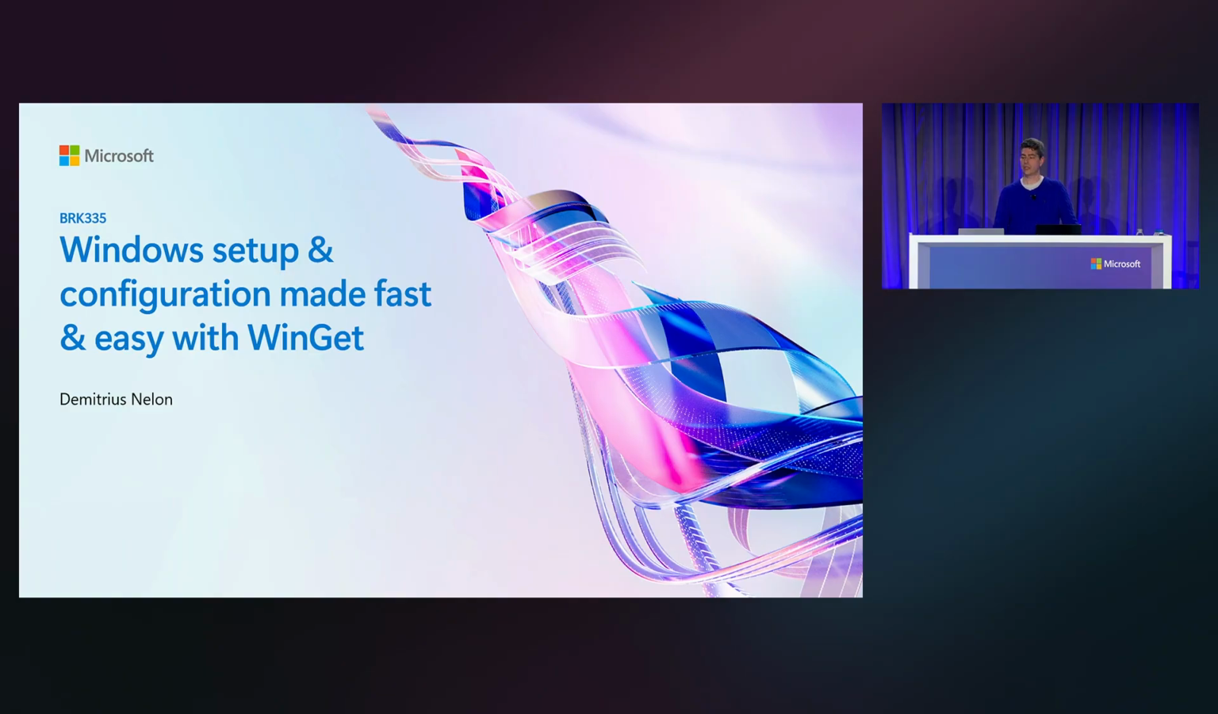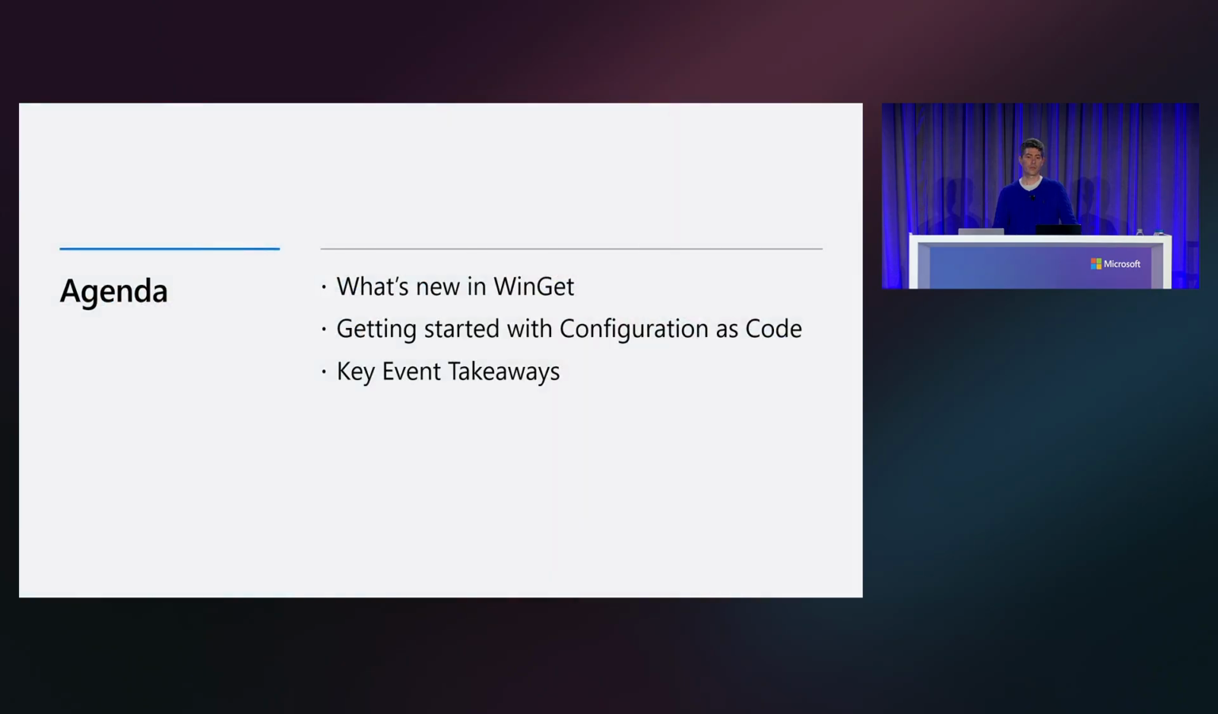The next thing that we looked at was getting into configuration as code. We did our initial release of that based on PowerShell's desired state configuration product. And with our most recent release, we have added support for Microsoft desired state configuration, which is the third generation of that technology. So today I'm going to cover what's new in Winget.